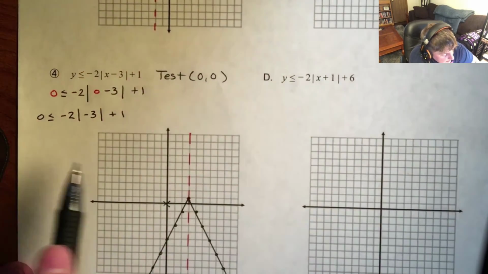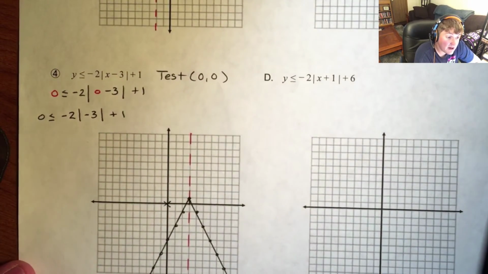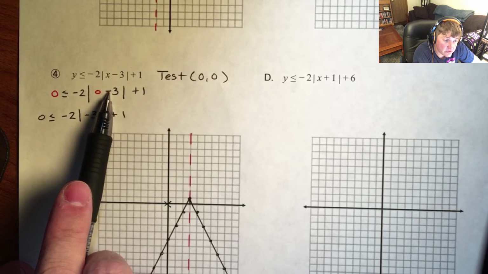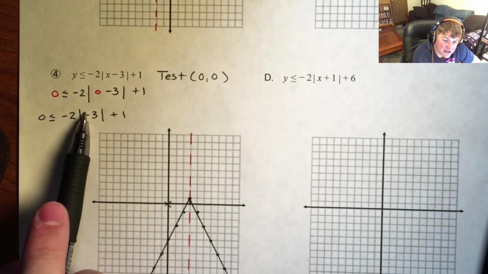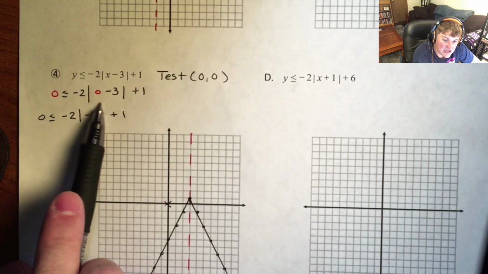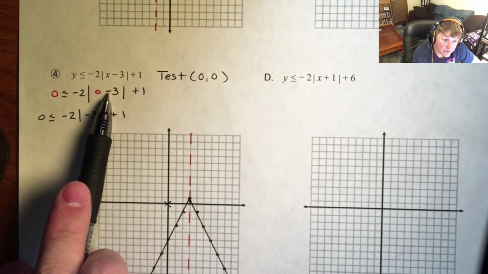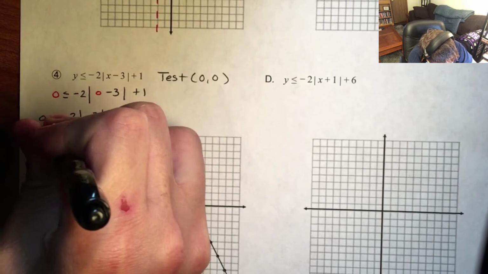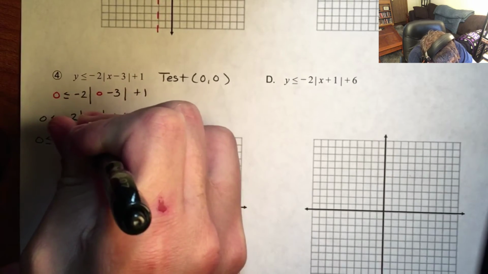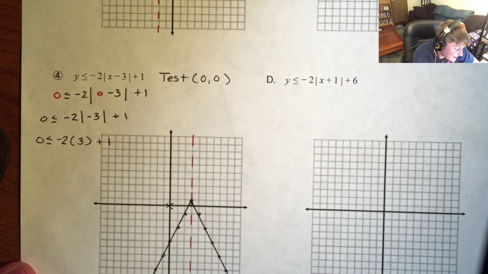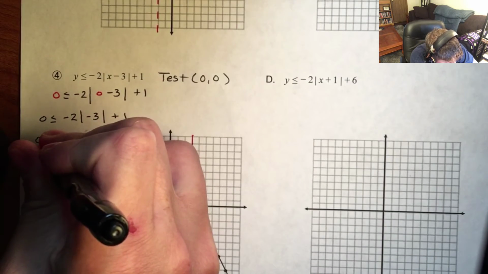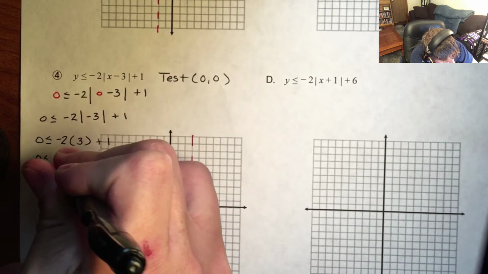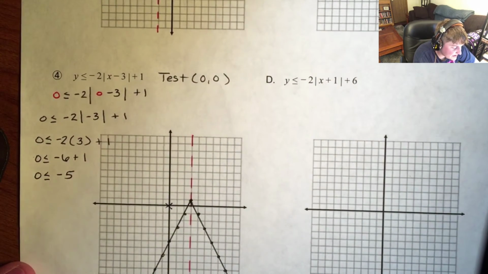Okay, so order of operations, this is one that we may not have talked about, but you would do grouping symbols first, which is why I do the absolute value symbol together. That is a grouping symbol, though you can't distribute. We want to do the absolute value first. So what is the absolute value of -3? It is +3. So I have -2 times +3 plus 1. -2 times 3 is -6. And then 0 is less than or equal to -5.